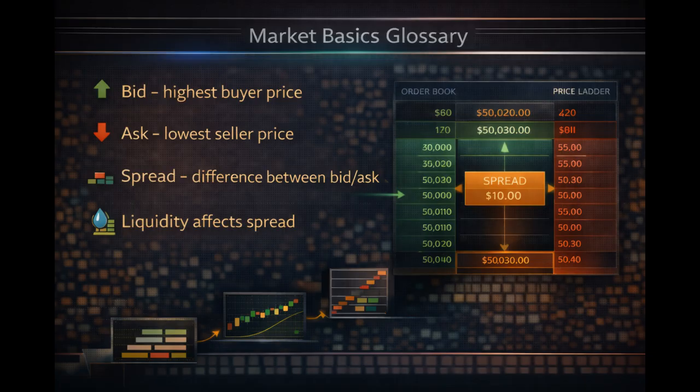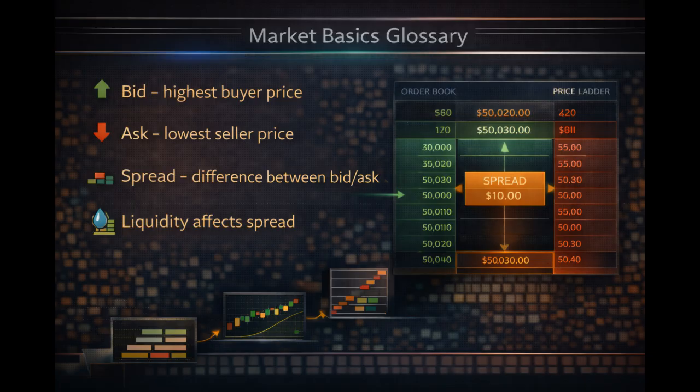Spread. The spread is the difference between the bid price and the ask price. Spread equals ask price minus bid price. For example, bid price equals $70,000, ask price equals $70,020, spread equals $20. Spreads represent transaction costs in trading. Markets with high liquidity usually have very small spreads, while less liquid markets may have larger spreads.